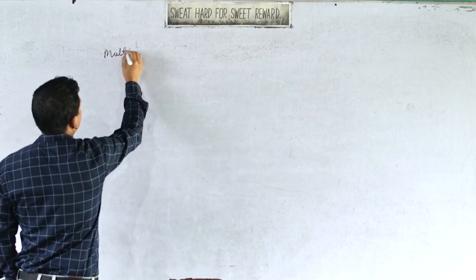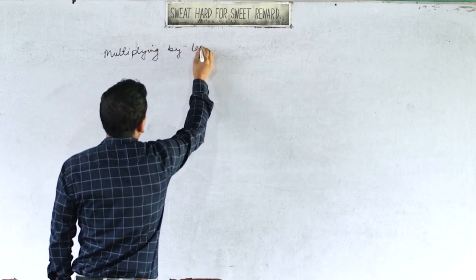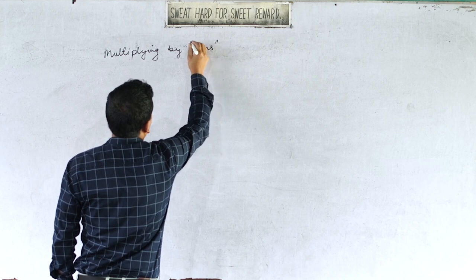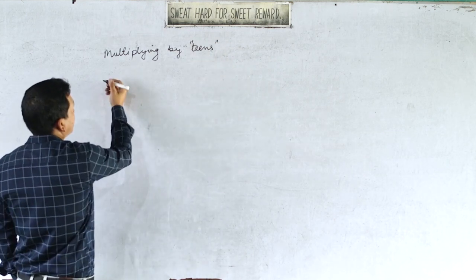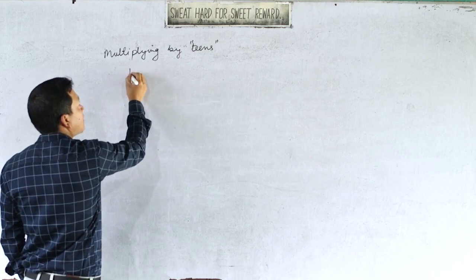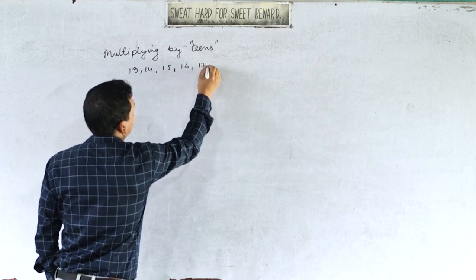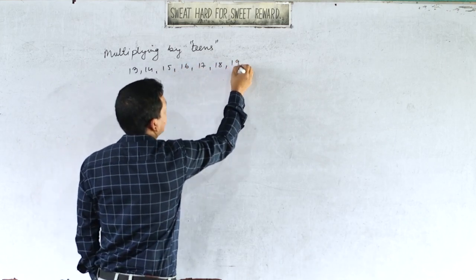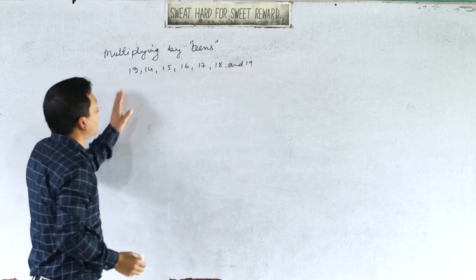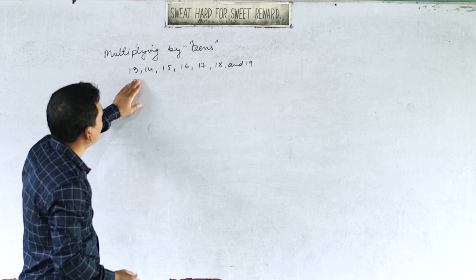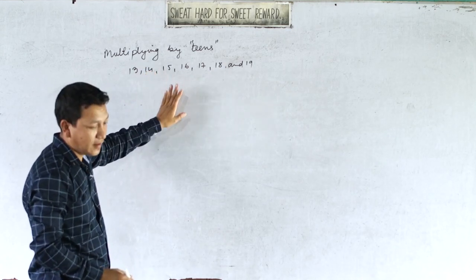Multiplying by tens. Tens say 13, 14, 15, 16, 17, 18, 19, up to 19. How many numbers are there in tens? 1, 2, 3, 4, 5, 6, 7. 7 tens are there. Okay.